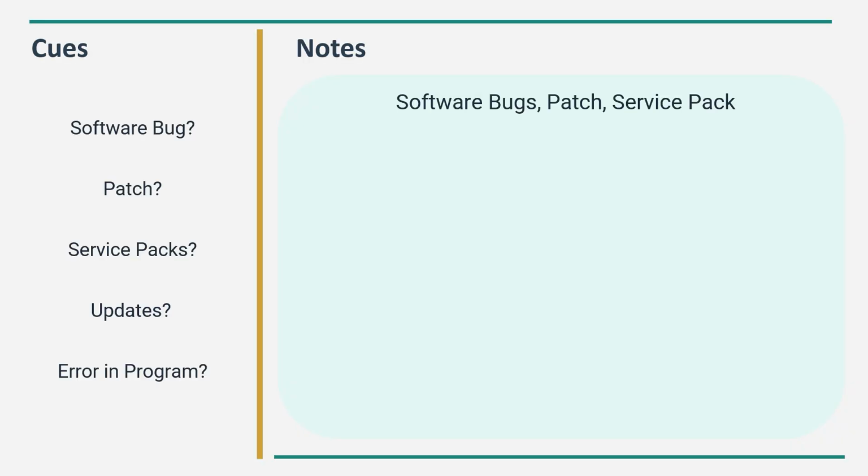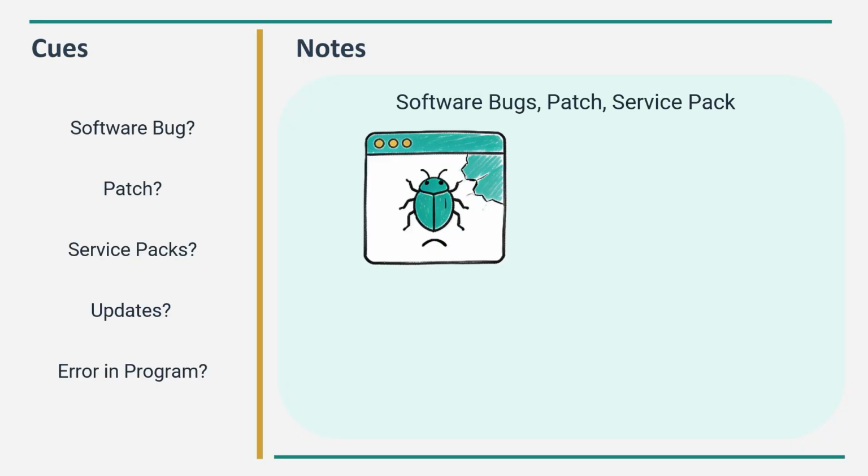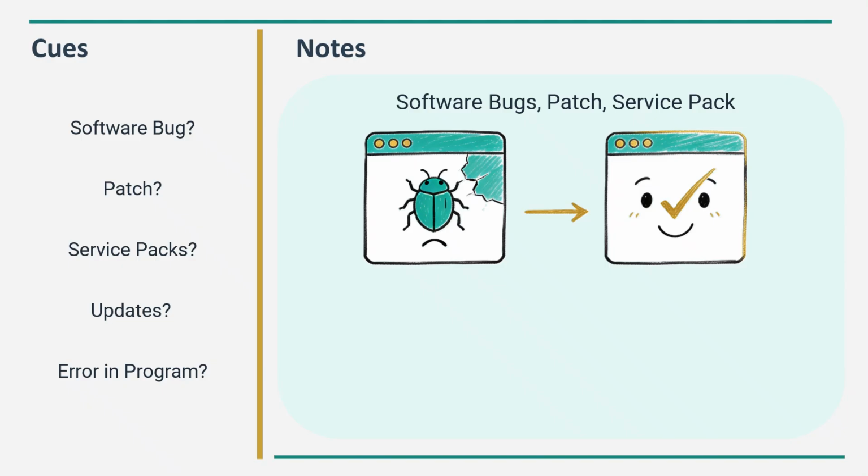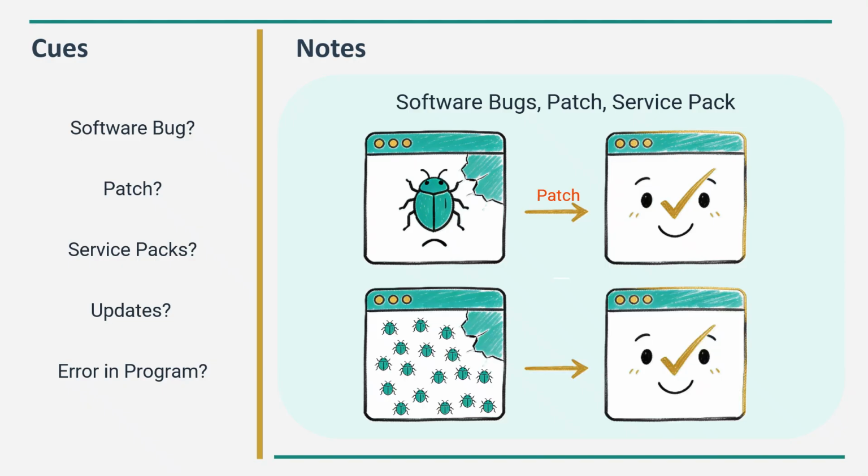A software bug is an error or a fault in a program that causes it to behave incorrectly, crash, or create security vulnerabilities. Developers try to reduce bugs through testing, but some are only discovered later. To fix them, they release patches. To fix one bug, or if there's multiple bugs, they provide a service pack. As a user, you can often get rid of a software bug by installing the latest updates or patches for the program or operating system.